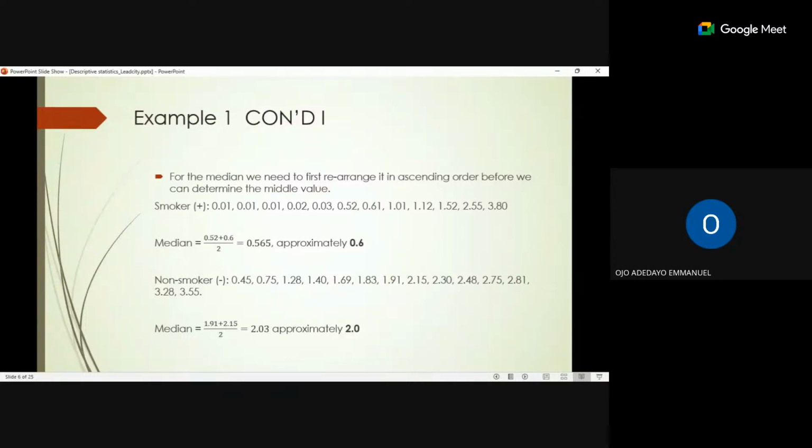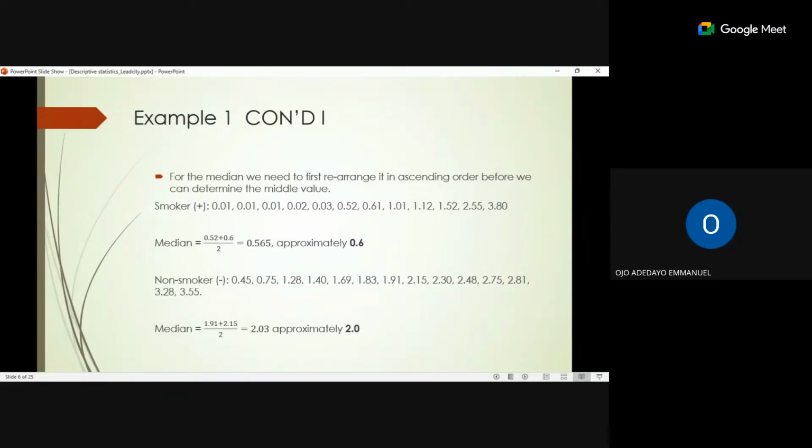So you are going to take the first one, you move to the second one, you move to the third one, you move to the fourth one. That means that you are moving from the lowest to the highest. That is what they mean by ascending order. But if you are the type that loves descending order, no problem. That means you are starting from the highest to the lowest, climbing down the staircase from the top. So that is the part of rearrangement for the median.